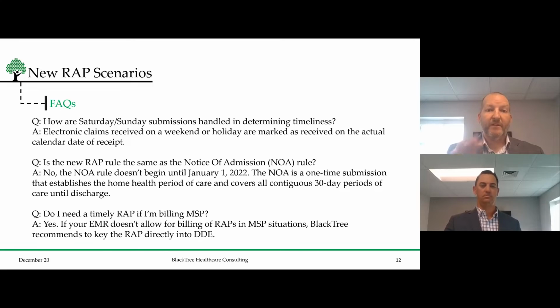It just means that the claim batch went through and Medicare acknowledged that it accepted the file. So that receipt date is going to count as the actual submission date when determining timeliness. Next question there. Is the new wrap rule the same as the notice of admission rule?